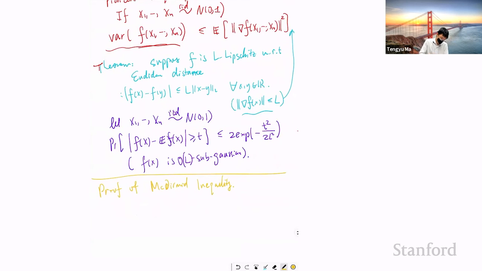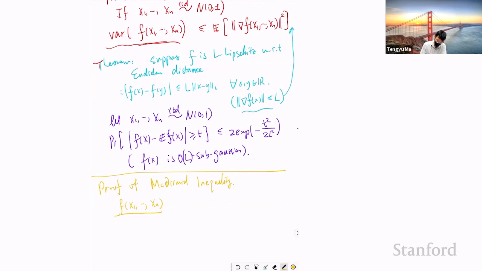We care about bounding something like this, and we have the bounded difference condition. The high-level intuition is that f of x1 up to xn could be a very complicated function of x1 up to xn, and somehow you still want to reduce it to a sum in some sense. But the reduction is not straightforward. The way you do it is the following.